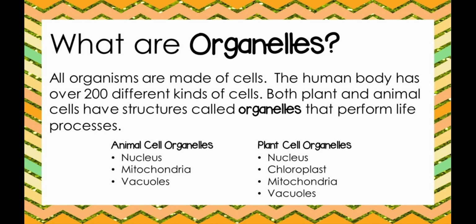So organelles, that's what makes up the cell. That's the stuff on the inside. The human body, so your body has over 200 different types of cells. And if you look at the chart, animal cell organelles are on the left, plant cell organelles are on the right. You see that both of them have a nucleus, both of them have mitochondria, and both have vacuoles. You will notice a difference when it comes to an organelle that plant cells have, which is chloroplast.